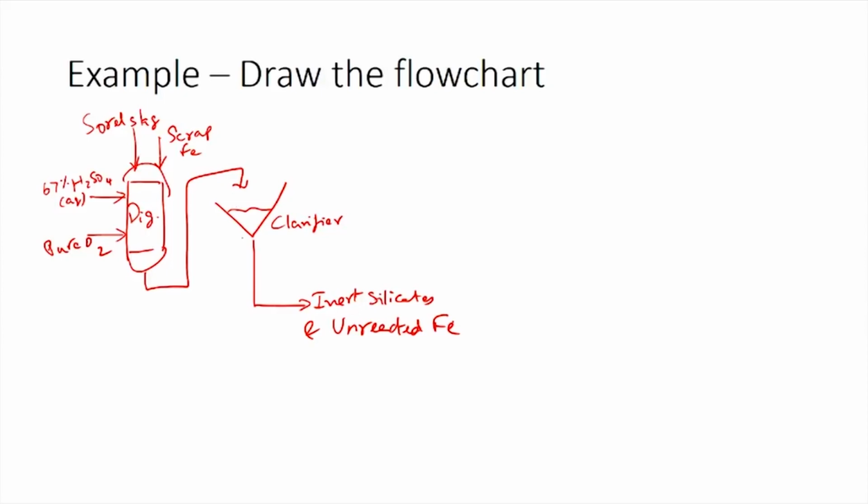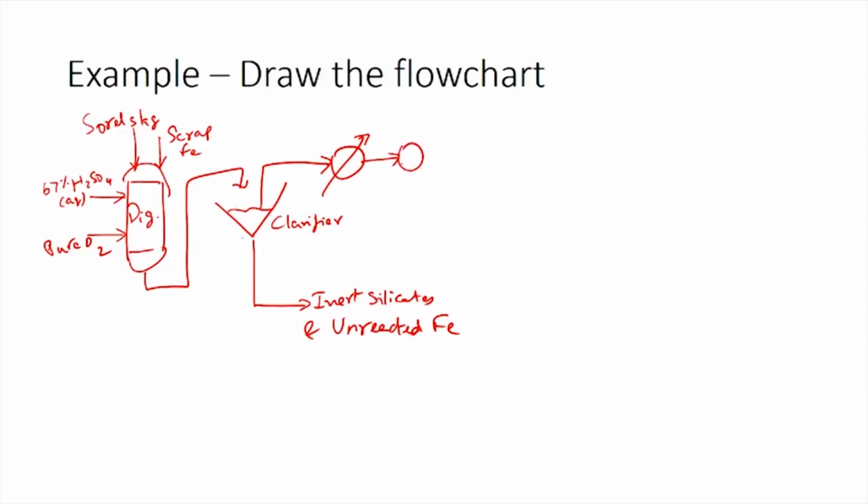The next step is that the solution of TiOSO4 and FeSO4 from the clarifier is cooled, which causes the crystallization of FeSO4. So, you have a heat exchanger and a crystallizer which cools it, and crystals are formed. This slurry is then fed to a filter, where all the crystallized FeSO4 is removed and only the solution of TiOSO4 leaves.